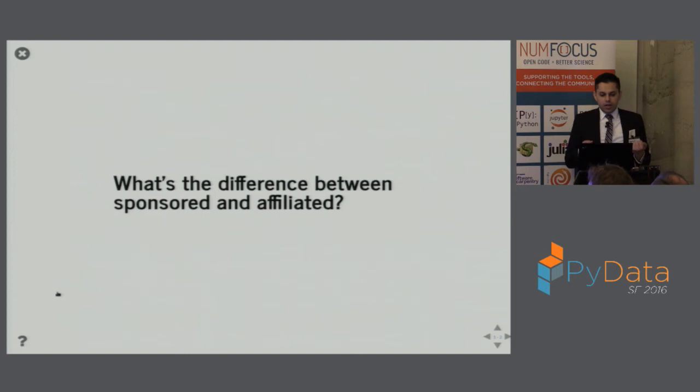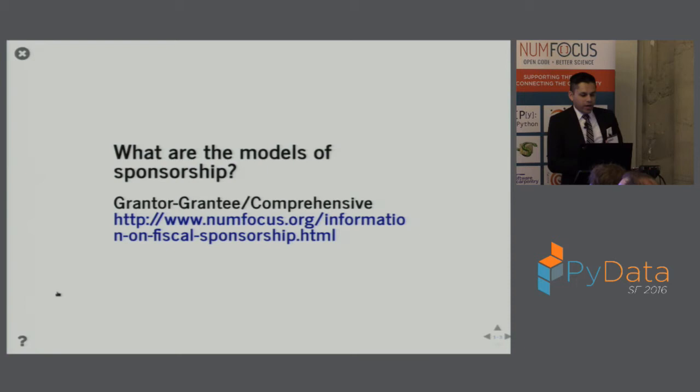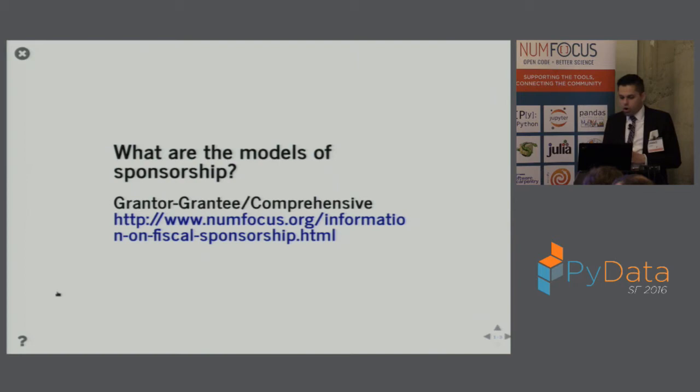Sponsored and affiliated projects are one of the core distinctions between the projects behind NumFOCUS. Affiliated projects are projects for whom NumFOCUS has helped by raising money or by giving grants. Sponsored projects are really the core of what we talk about when we talk about the NumFOCUS projects. There's actually two separate types of sponsored projects. There's the grantor-grantee and the comprehensive sponsored projects. Leah can actually tell you which of these projects are under which model.